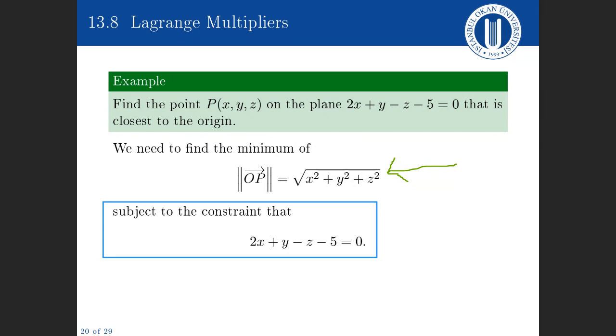And that's the idea in this section. We're going to be finding the minimum or the maximum of a function subject to some constraint, subject to some condition.